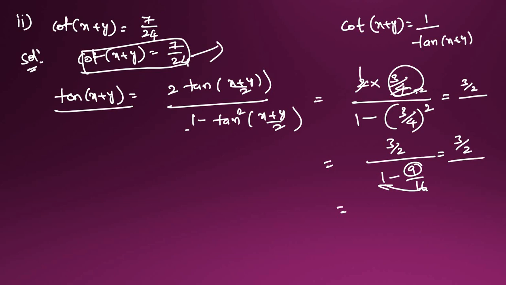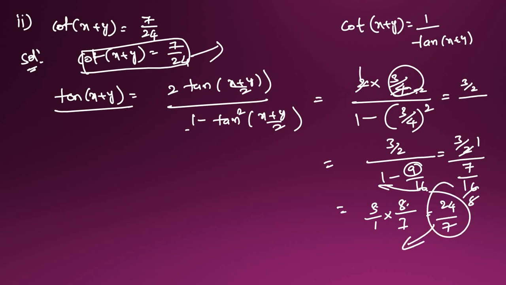16 minus 9. How much will come? 16 minus 9 is equal to 7 only. 7 divided by 16. 2 1s are 2, 2 8s are 16. So it will go reverse and it will become 3 by 1 into 8 by 7 will come. So 3 8s are 24 will come here by 7. So this is the answer of the given question here.